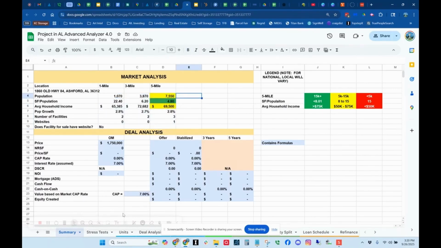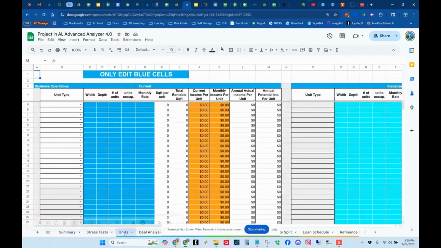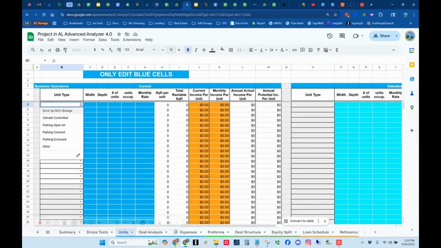So now we come down to the units. And this is where you're going to put in the units, the number of units, the dimensions, and how many of the units are occupied, and the monthly rate. In the first column, you just select the type of unit.